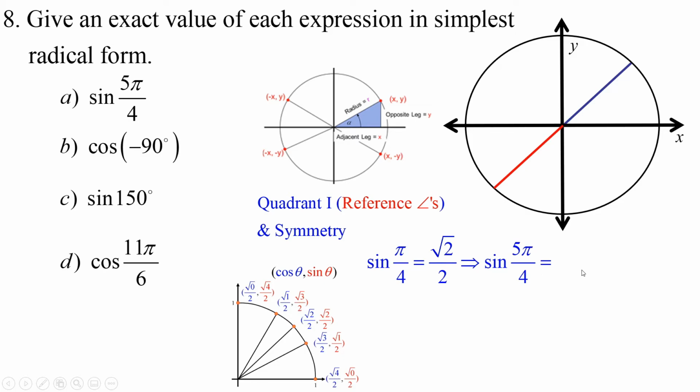So this is going to be negative root 2 over 2. Okay, cool. So let's put our answer over here. Sine of 5 pi over 4, we got a negative root 2 over 2. Okay, let's do cosine of negative 90 degrees.